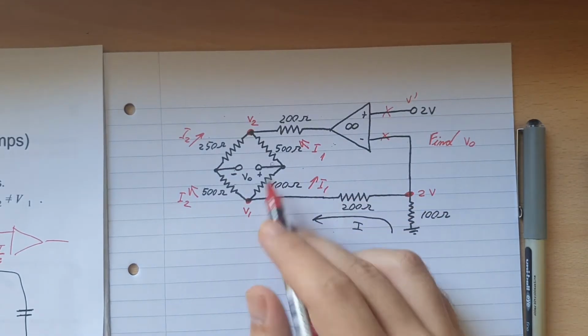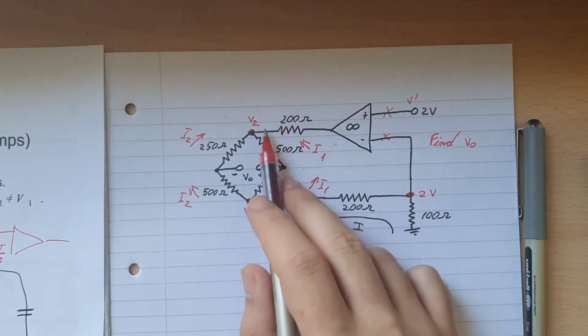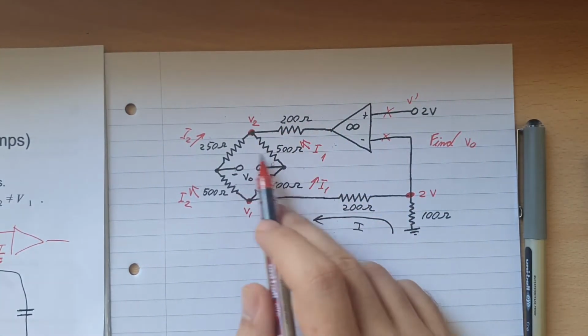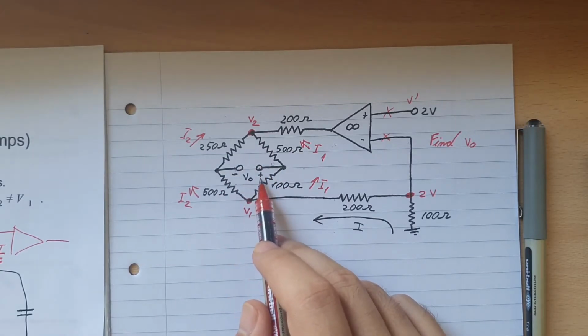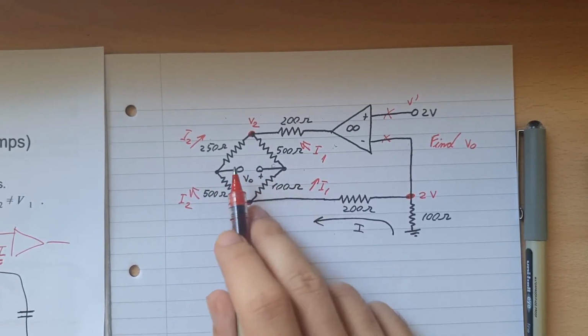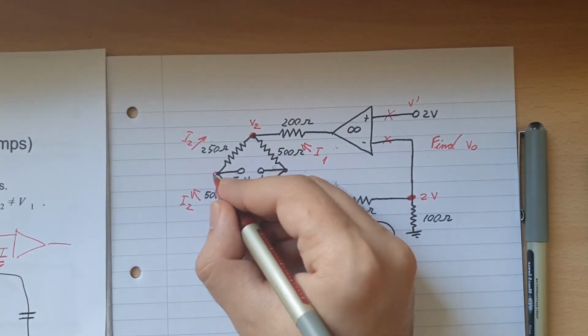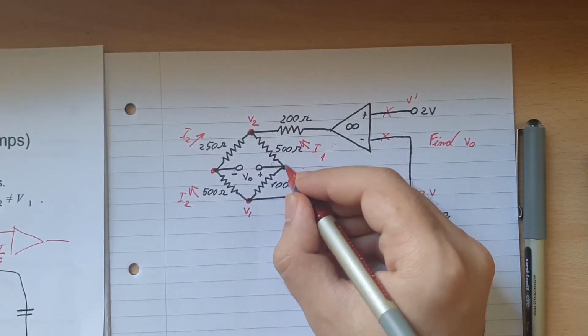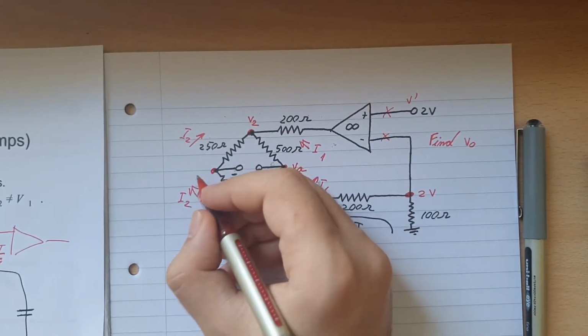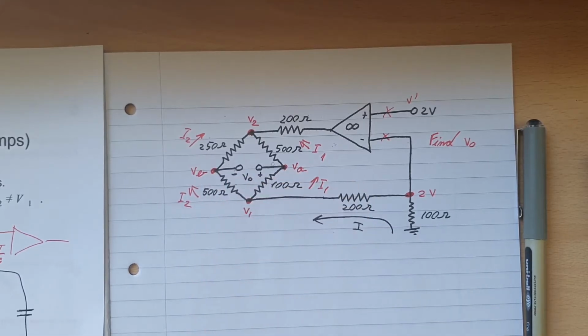Okay, we don't really need to worry about this side here because we just want to find V out in terms of V in. But also remember there are two other nodes here with different voltages. We'll call this one VA, and we'll call this one VB. Okay.